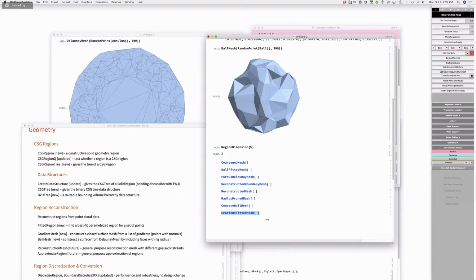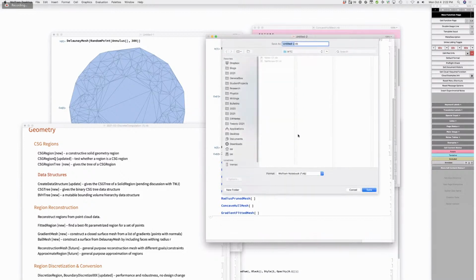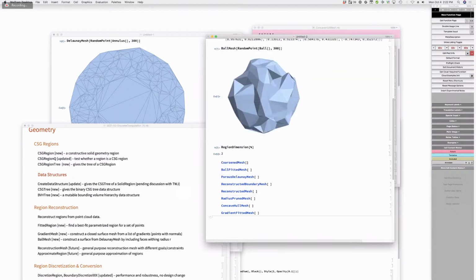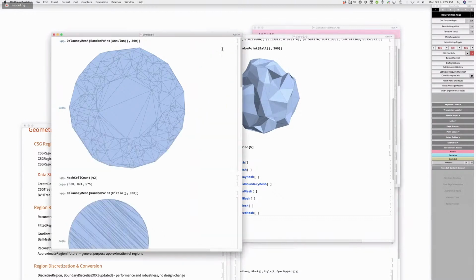And the first order necessary condition is the Poisson equation. That's why it was called Poisson mesh before. Where am I keeping all this stuff? Geometry. You could save it there. That's fine. I think last time you emailed it. Copy this stuff in there.